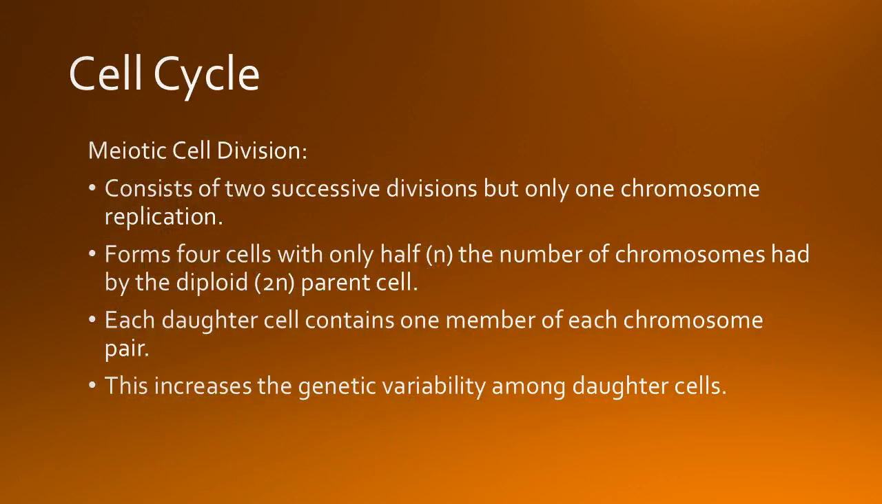Remember, the purpose of meiotic cell division is to create haploid daughter cells from diploid parent cells. Therefore, the process differs from that of mitosis, in that meiosis consists of two successive divisions but only one chromosome replication. 4 haploid cells are created from the diploid parent cell. Each of the 4 contain only one member of each chromosome pair. This process also reshuffles the genes, hereditary units formed in segments of DNA, and this significantly increases genetic variability among the daughter cells.